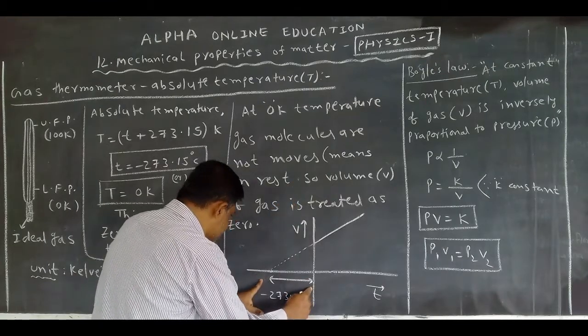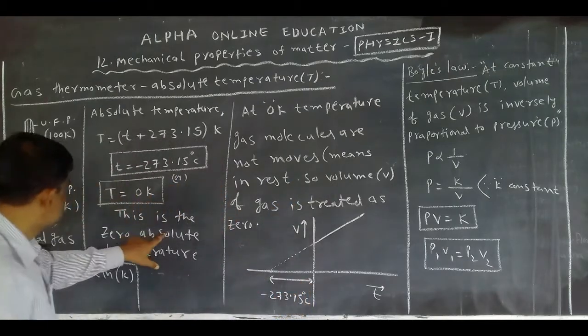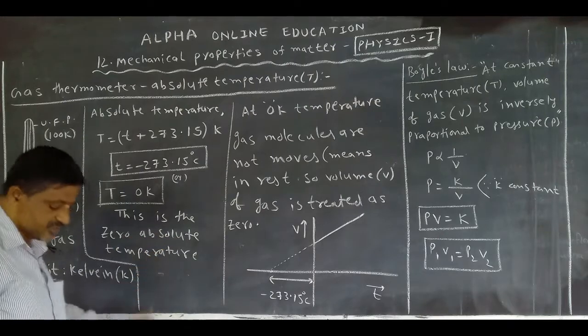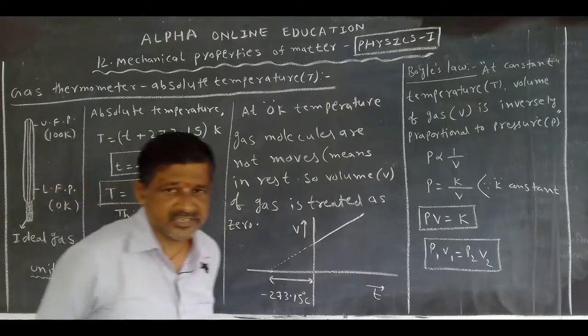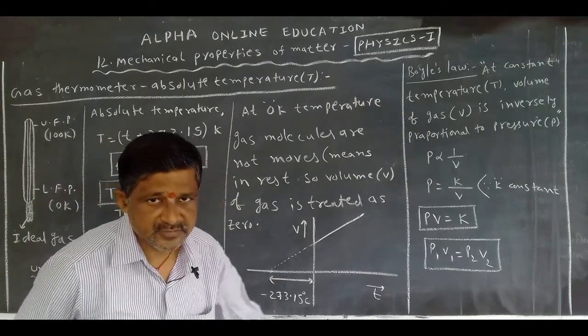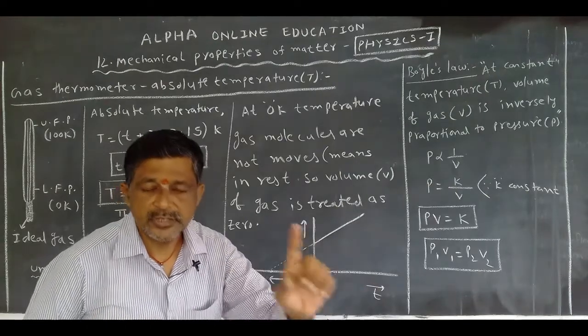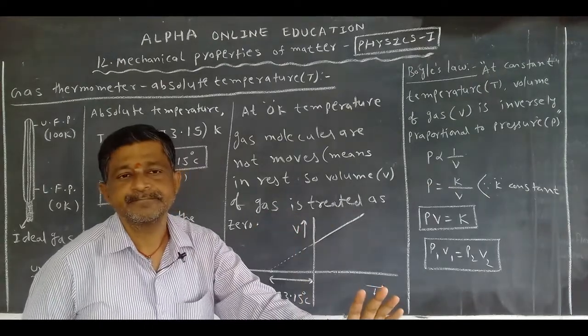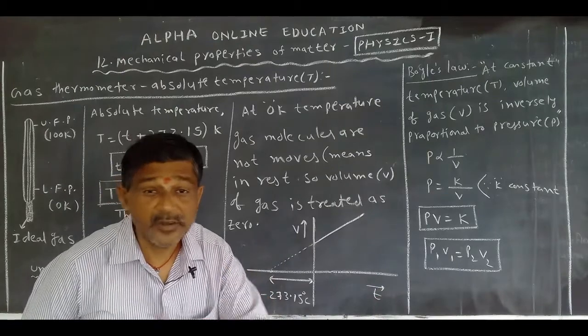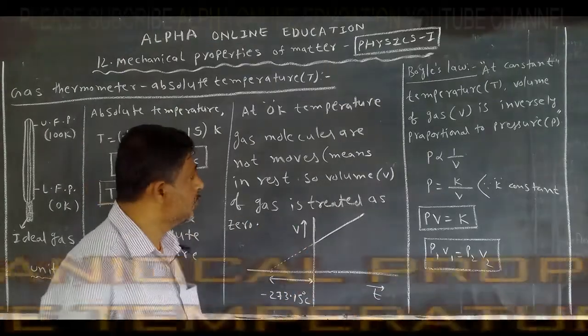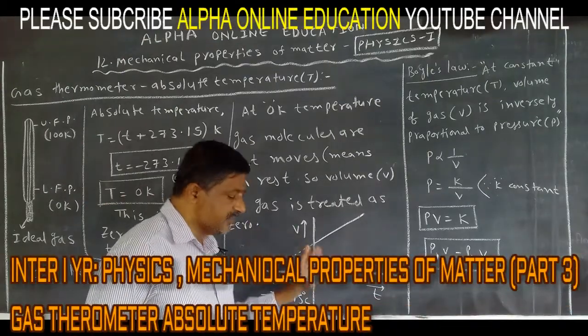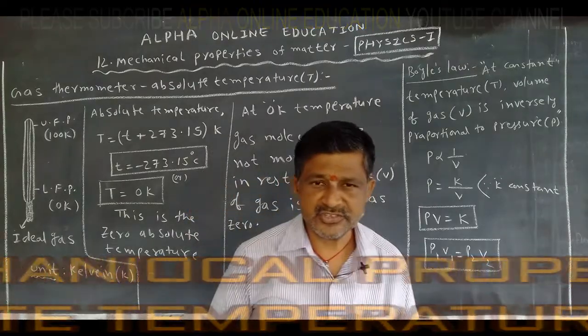this temperature is called zero absolute temperature. What is the meaning of zero absolute temperature? At this temperature gas molecules do not move, meaning at rest. So volume is treated as 0, but the volume is not 0. Okay, right. This is a very important point.